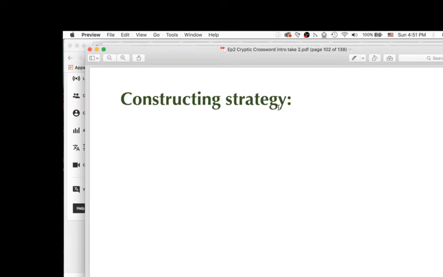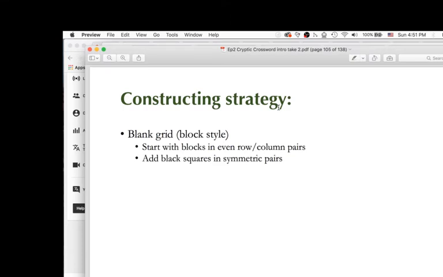Fifty minutes into this, I am getting into the constructing strategy. Whew. So for a blank grid, in a block style cryptic, we're going to start with a grid. We're going to start with blocks in the rows wherever there is an even row and an even column. And we're going to add black squares symmetrically.